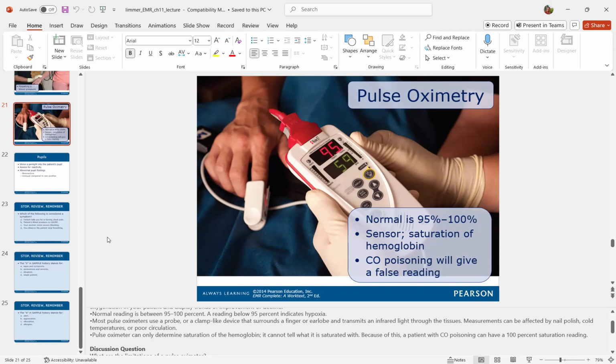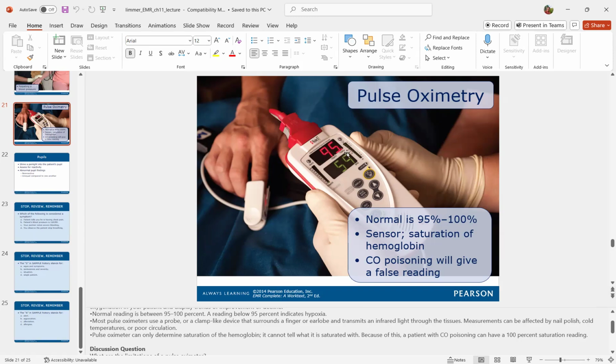These can only determine saturation of the hemoglobin. It can't determine what it's saturated with. So people with carbon monoxide poisoning can have a 100% reading on there, which is probably not correct, but it's binding with something it just doesn't know. So these are tools that we use to get a perspective of how our patients are doing, but also treating the signs and symptoms your patients are showing you too. How's their skin look? That's why we do all of this kind of together.